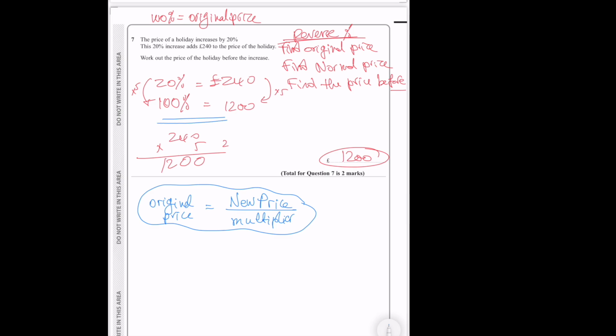But if you have an example, let's say a TV price has increased by 20%, and now it costs like £1,400. Find the normal price, like the original price.